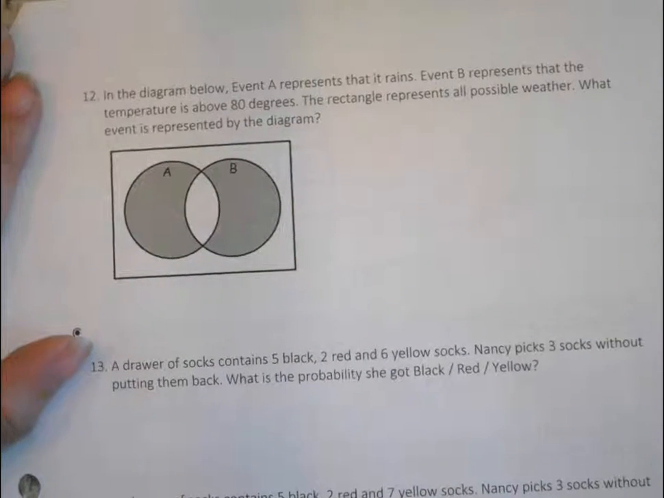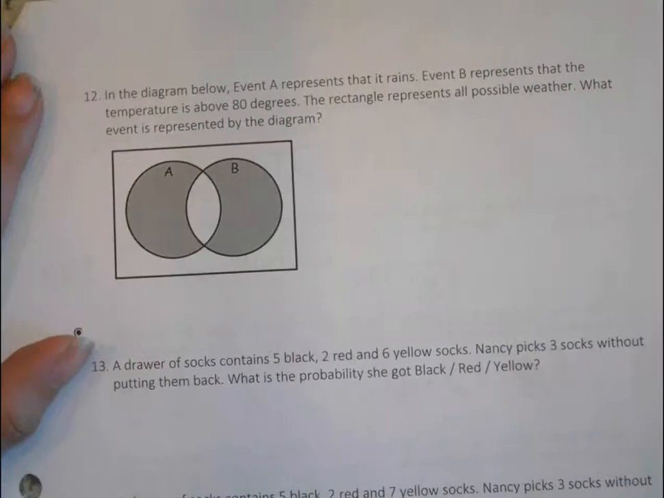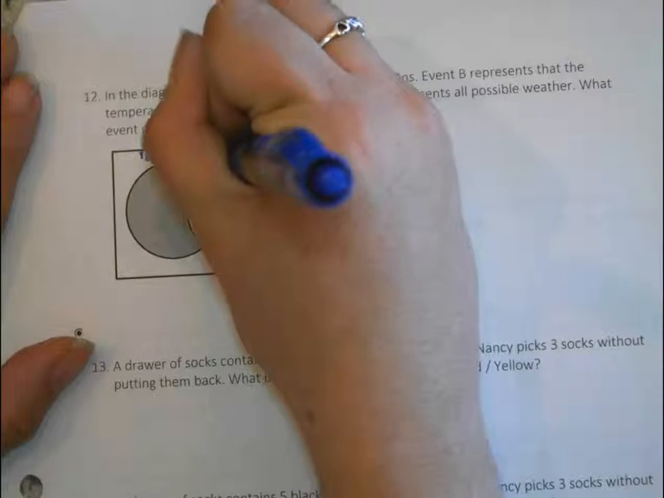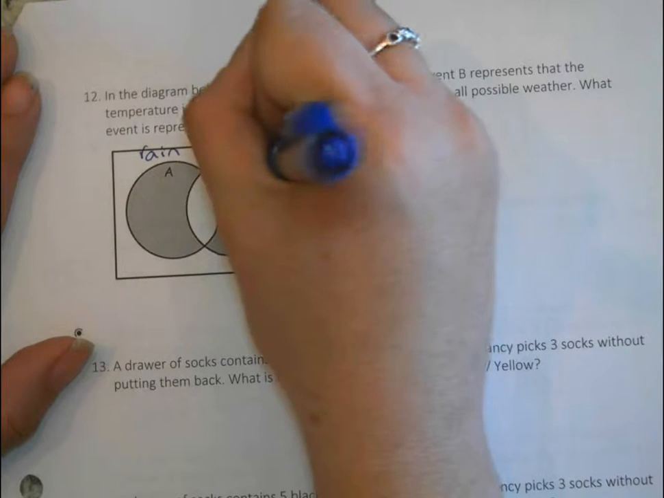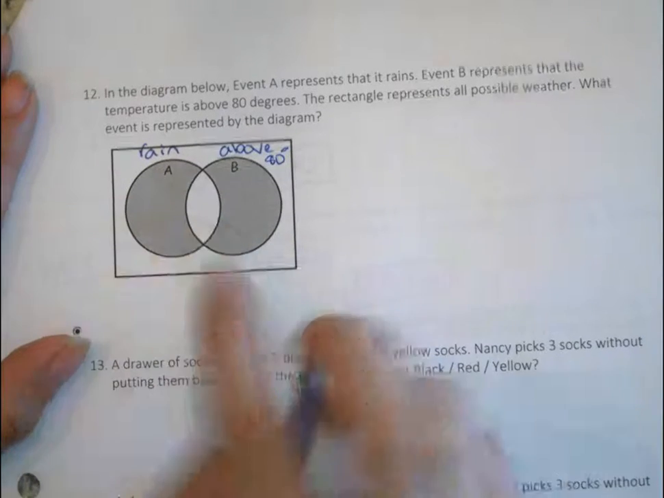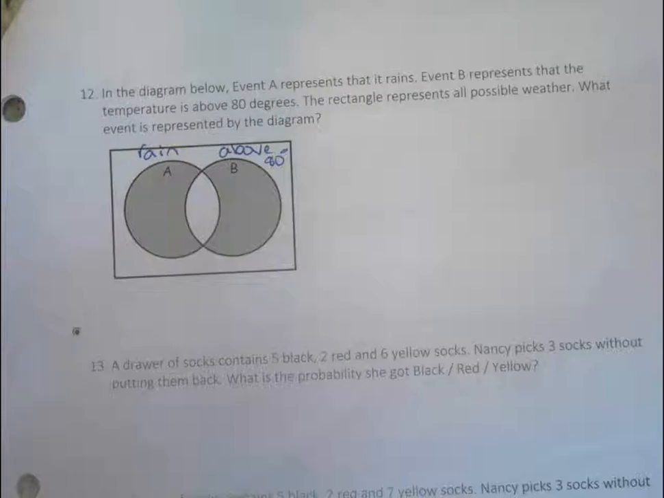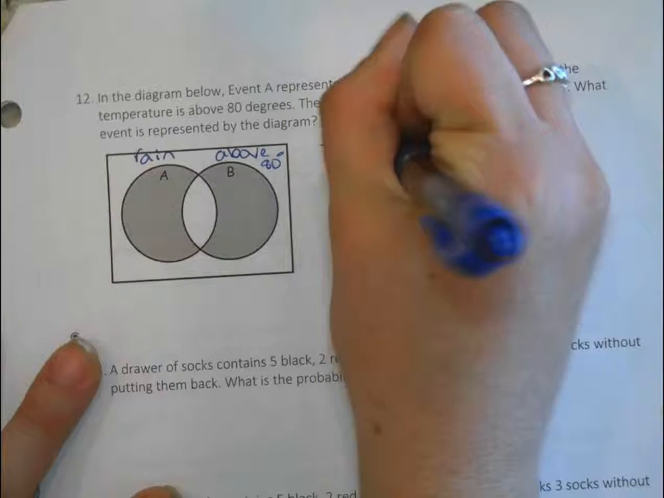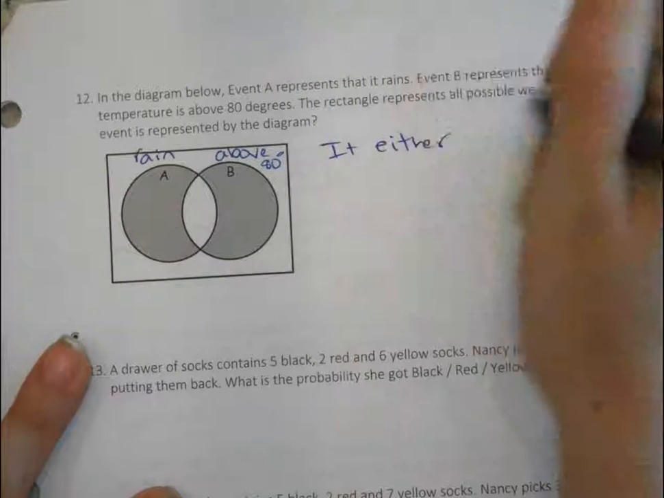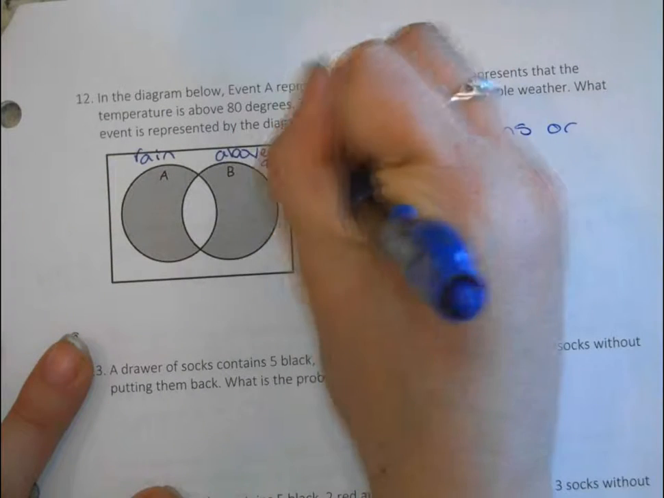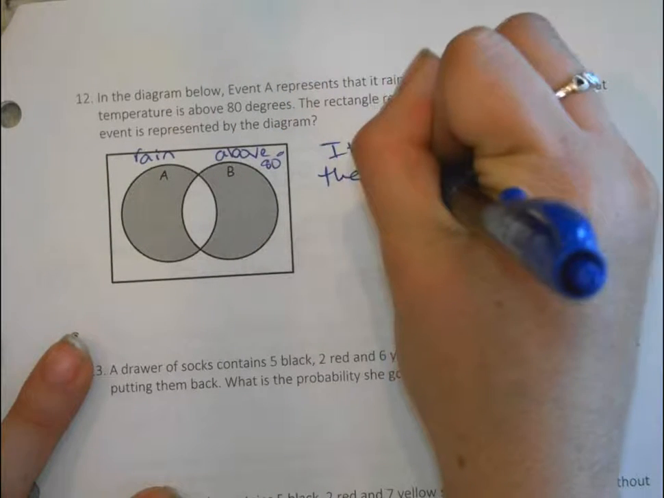Moving on. Another Venn diagram. This time A is rain and B is above 80 degrees. So this one is everything but the middle. So it's an or situation because the middle's not shaded. So it either rains or the temperature is above 80 degrees.